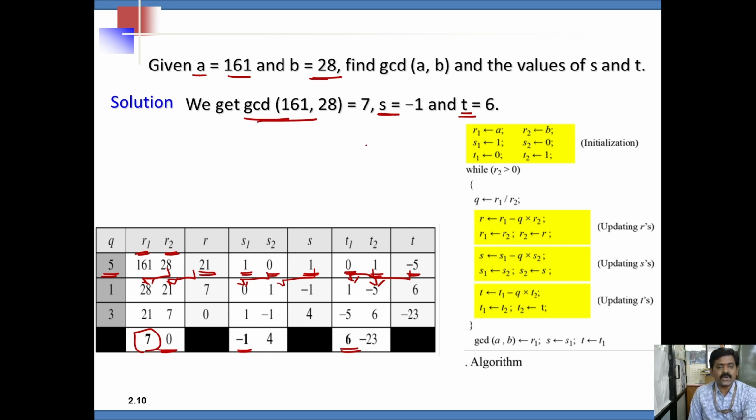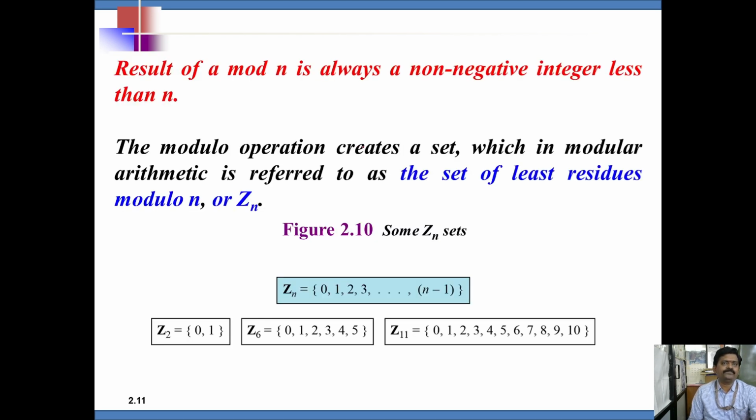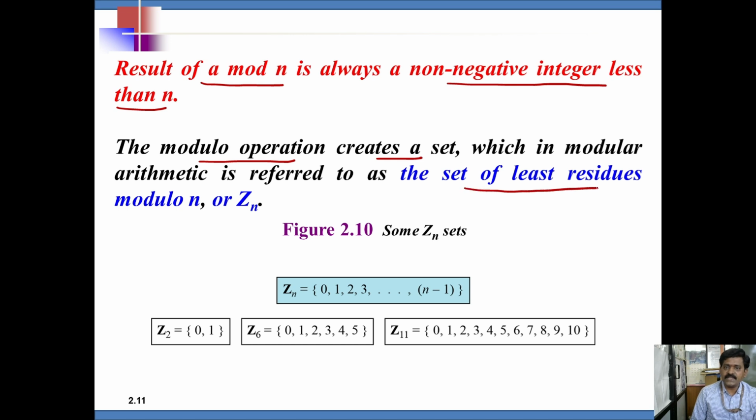Now the question is, how do we use this for finding the multiplicative inverse in the RSA? So let us understand before that, when we apply a modulus operation, the result of A mod n is always a non-negative integer which is less than n. That particular modulo operation creates a set called the set of least residues of modulo n, which is denoted as Zn.